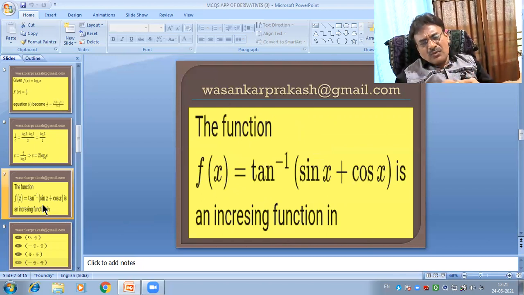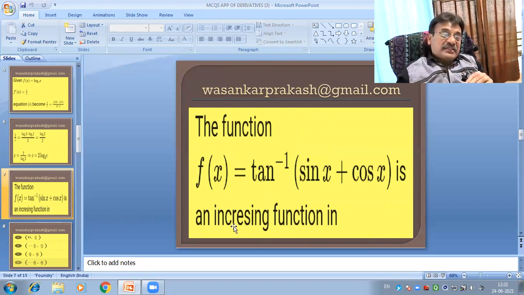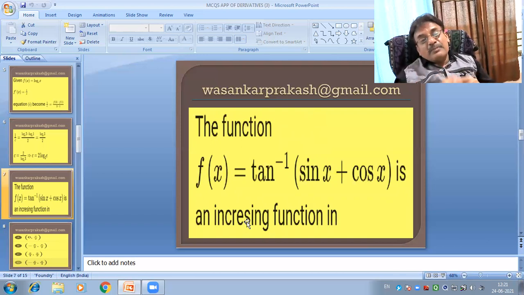This is the MCQ on increasing and decreasing functions. So we know that if f dash of c is greater than 0, then the function is increasing, and if f dash of c is less than 0, then the function is decreasing. And here it is given that the function is increasing. So we use the key point: f dash of c is greater than 0.